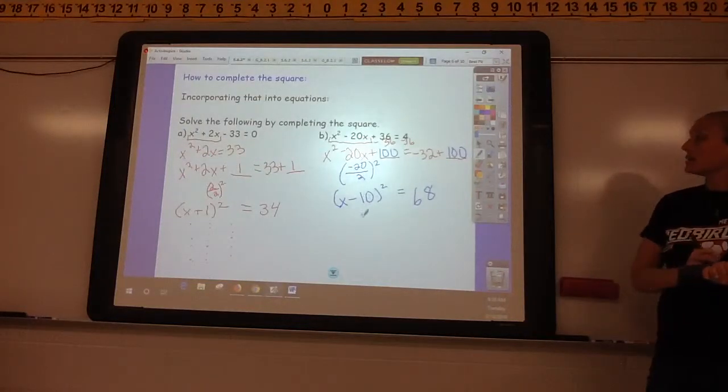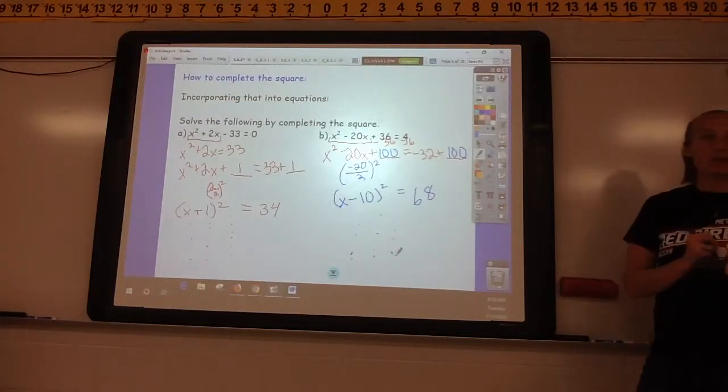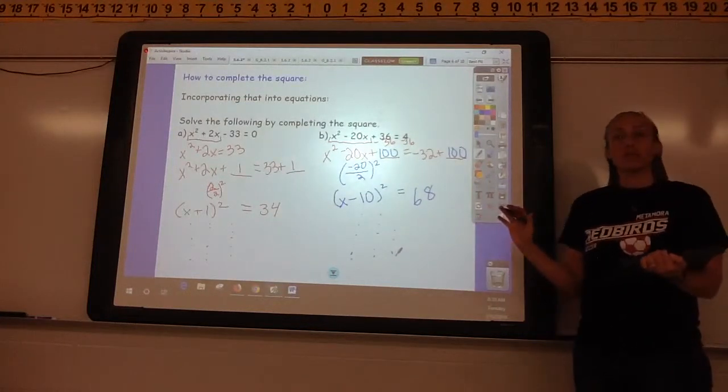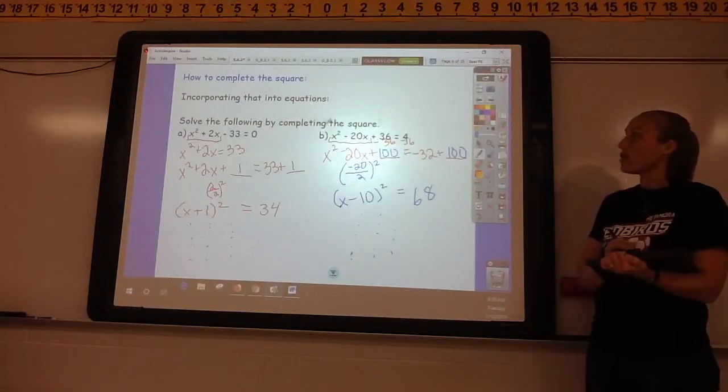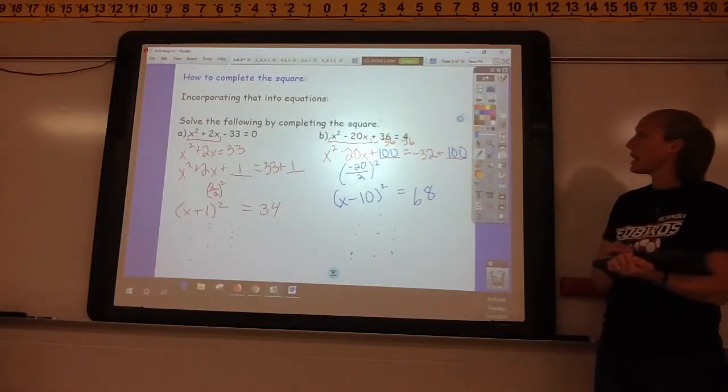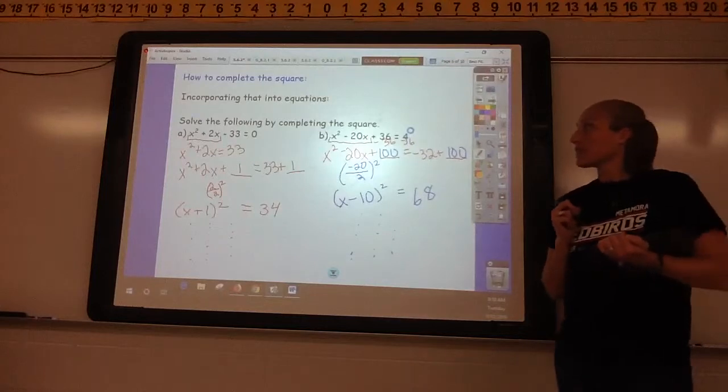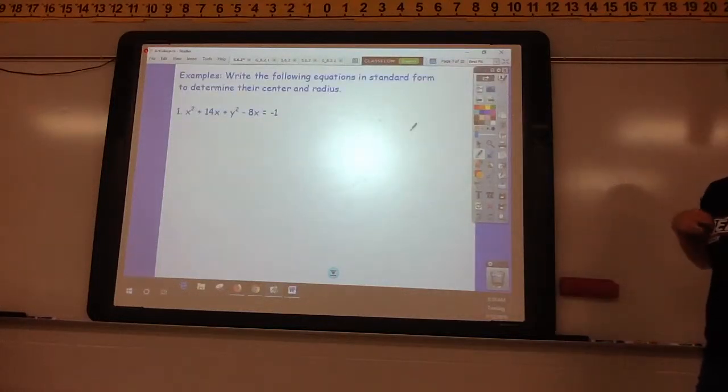And again, I could keep going. I'm not going to do that because there's no reason to get to those extra steps right now, and this is what we need to get to. Okay? So we're there. Solve by completing the square. We need to know how to do that. Then we've got to put it all together.